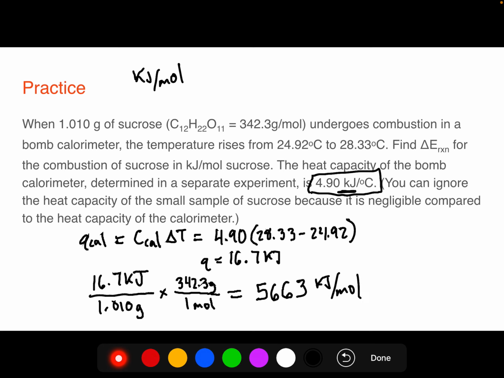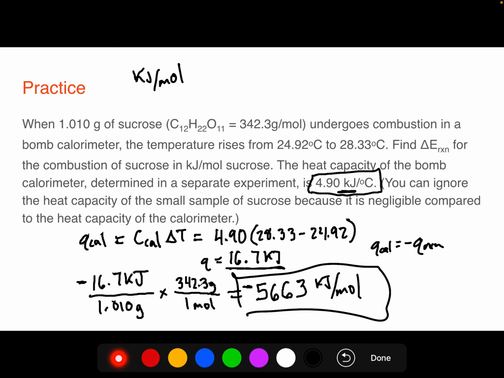And then, since this up here was positive, it's going to have to be negative for the reaction. So, because we switch, Qcal is equal to negative Q of the reaction. So that is all there is to that. Hopefully that was helpful.